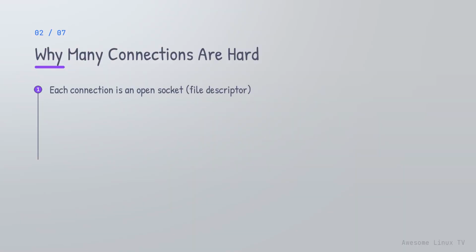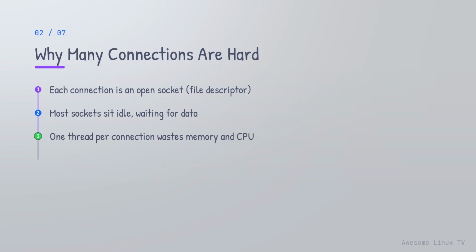Every network connection on Linux is represented as a file descriptor, just a small integer that the kernel uses to track it. The tricky part is that most of those connections are idle at any given moment. A chat server, for example, might have 10,000 open sockets, but only 20 actually sending data right now. The naive solution is to spawn one thread per connection and let each one block on a read call. That technically works for 100 connections, but at 10,000, you're burning gigabytes of RAM on thread stacks, and the CPU spends more time switching between threads than doing real work.